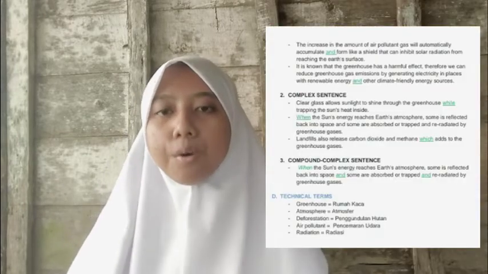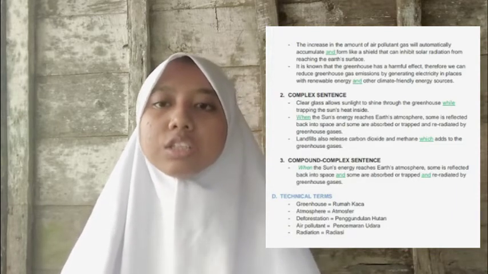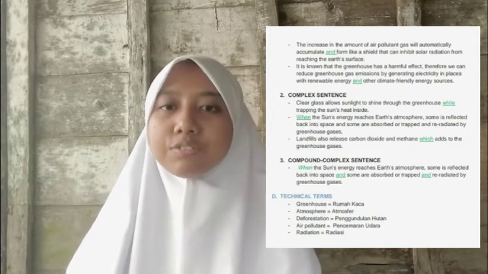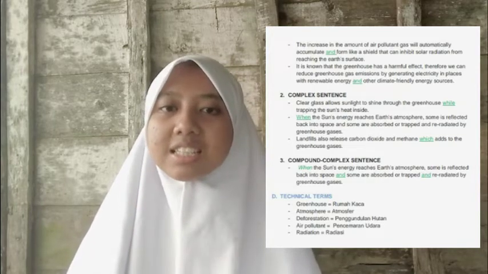Third, compound sentence, complex sentence, and compound-complex sentence. The first, compound sentence. Here is the example. A greenhouse is a building with glass walls and a glass roof. The increase in the amount of air pollutant gas will automatically accumulate and form like a silk that can inhibit solar radiation from reaching the Earth's surface. And the second, complex sentence. Here is the example. Clear glass allows sunlight to shine through the greenhouse while trapping the sun's heat inside. The second example: landfills also release carbon dioxide and methane, which add to the greenhouse gases.